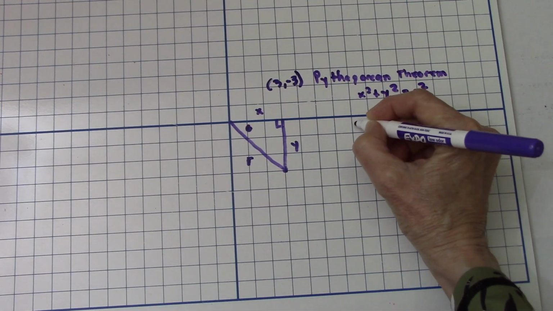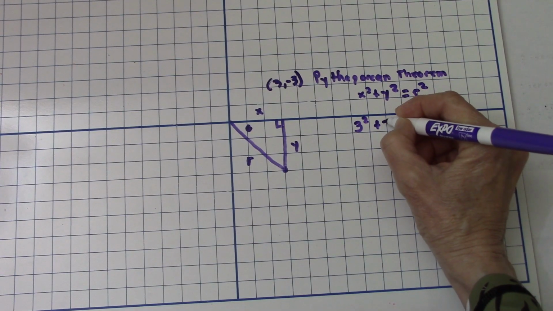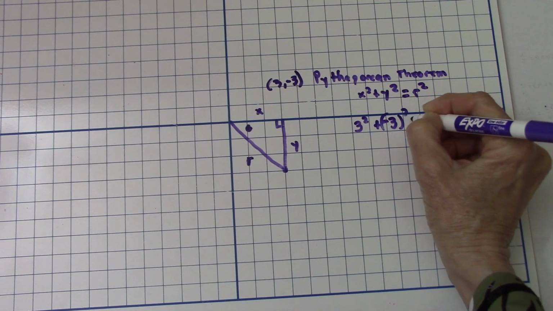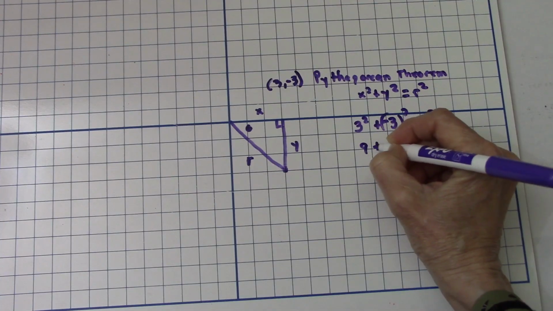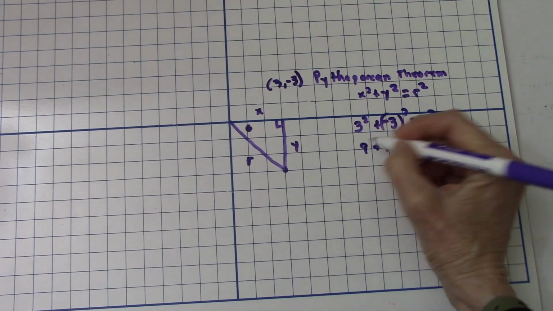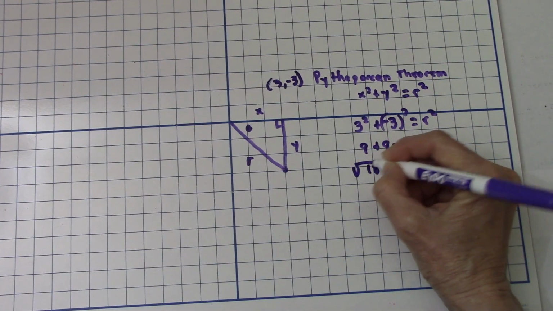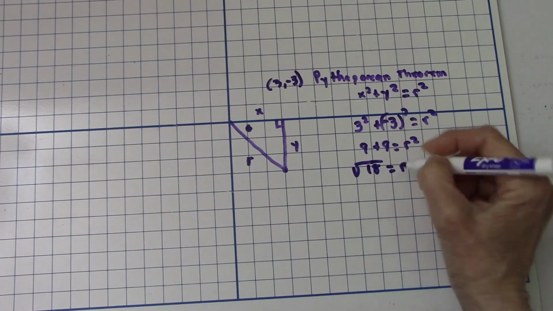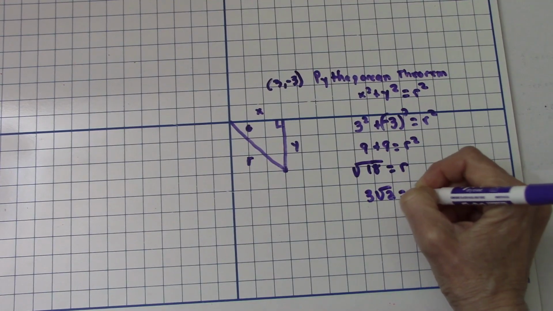So I'm going to have 3 squared plus y, which is -3, squared equals r squared. So I have 9 plus 9 equals r squared. I add that together, I get 18. Take the square root of 18, and that'll give me r. And that's 9 times 2, so I get 3√2 equals r.